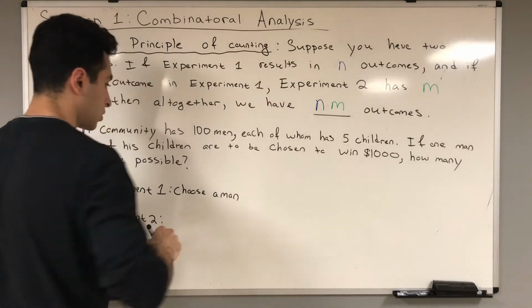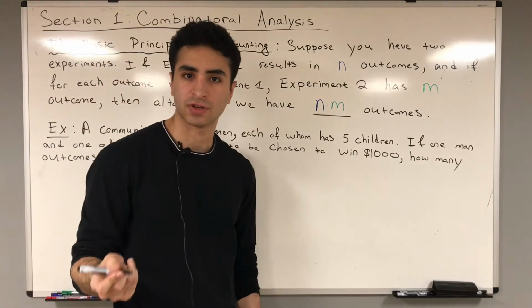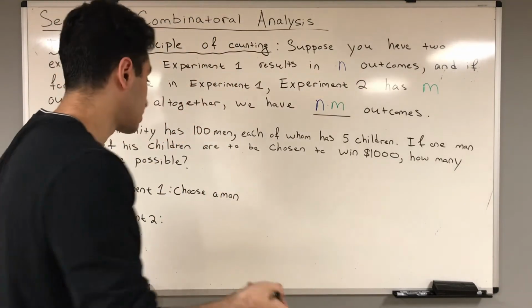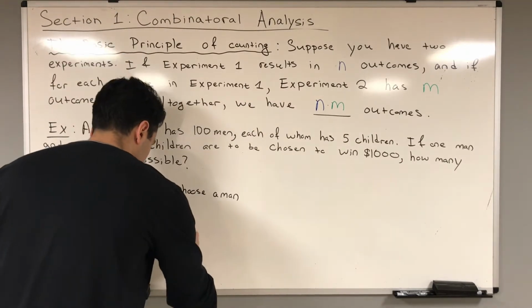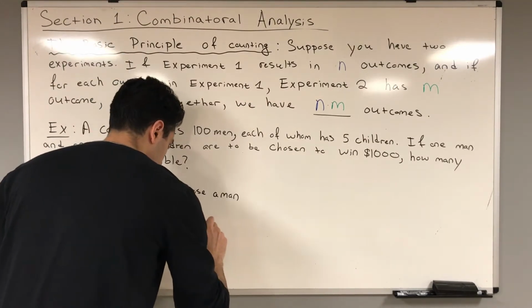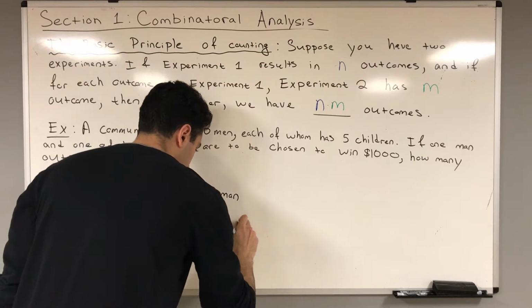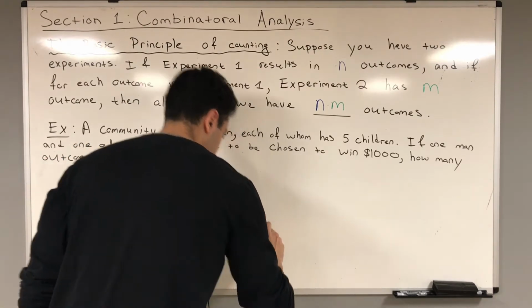Well, you have to choose one of his children. That's our second experiment, right? We have to choose one of his children.